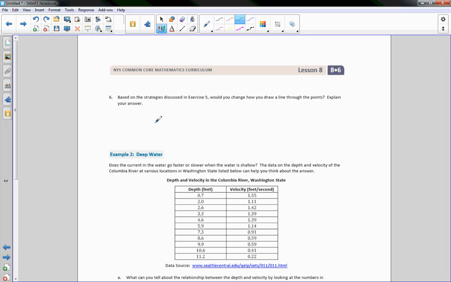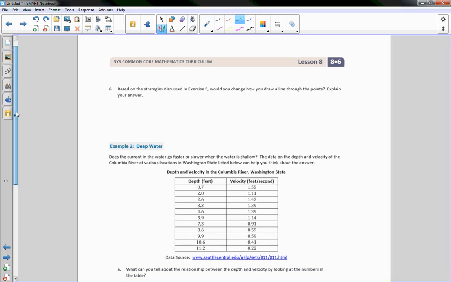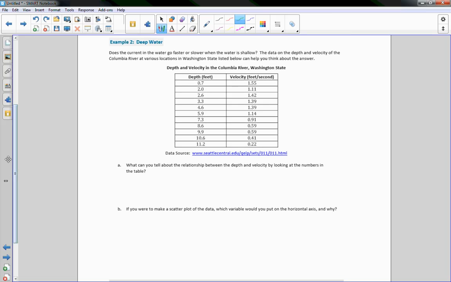Number 6, based on your strategies discussed in exercise 5, would you change how you draw the line through the points? So I'm going to leave that to you. There's nothing I can really say there. And number 2.